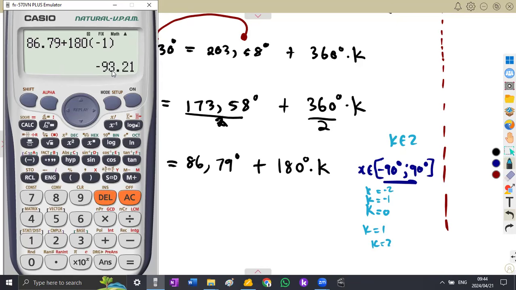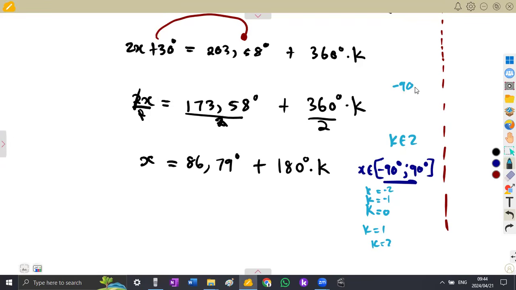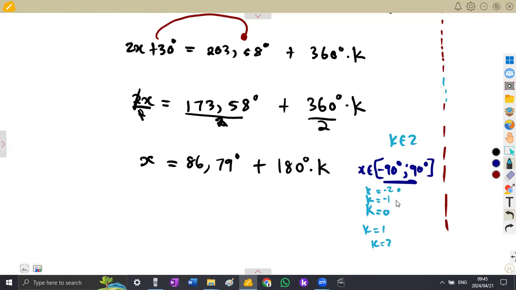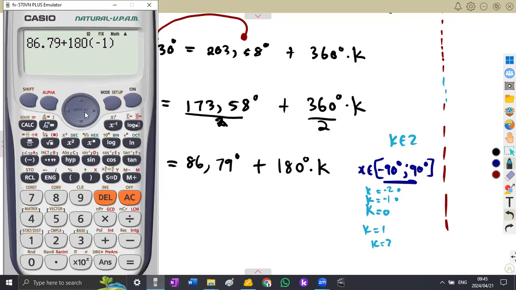-2, -1. Okay, -1, we substitute. What are we having? -93.21. This is not within because we are supposed to start from -90 to +90. Between -90, it's -90, -89, and so on. These are the numbers that we are talking about, up to a condition where we reach +90. So -93.21 cannot be there. You substitute a 0 this time. You used -2, -1. Let's substitute a 0 in place of our k.